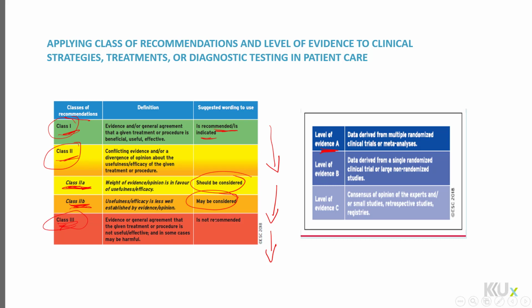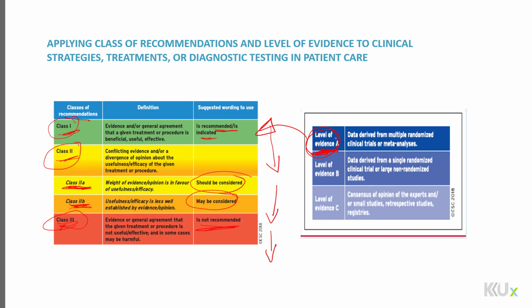Class 3 means it's not recommended. That means that the benefit may be equal to the harm. So it's not beneficial, or even this is a harmful intervention. The second concept is the level of evidence. That is to say, the amount of evidence or the amount of studies present to support such recommendations.